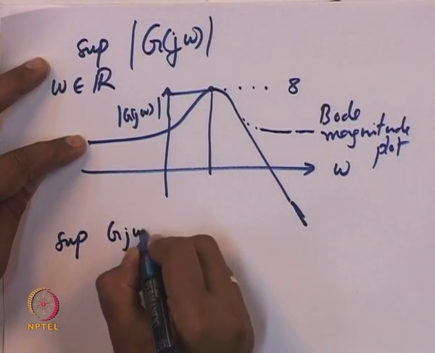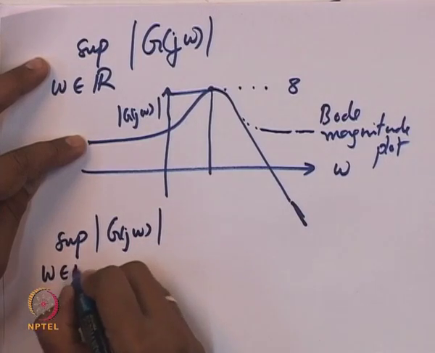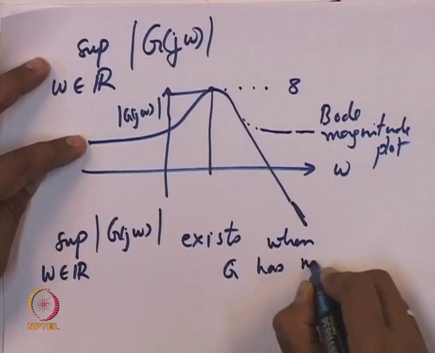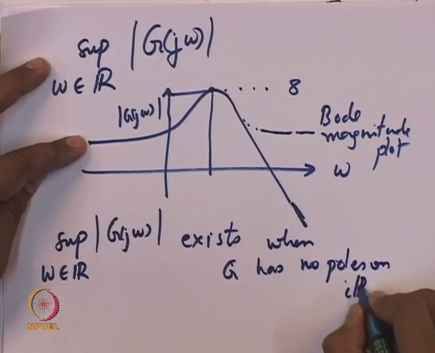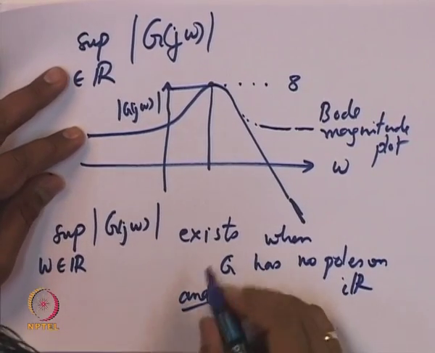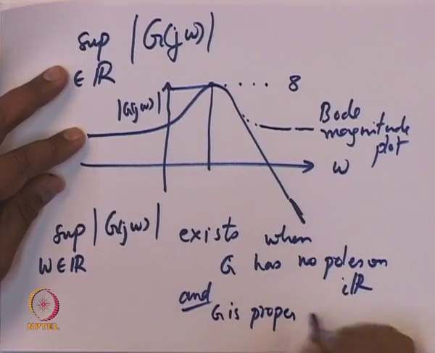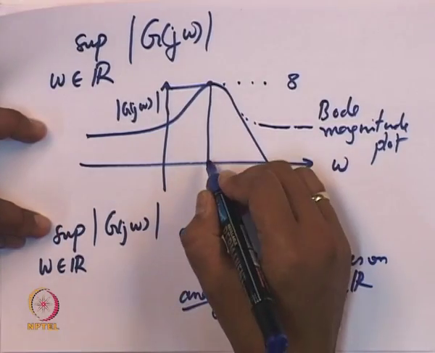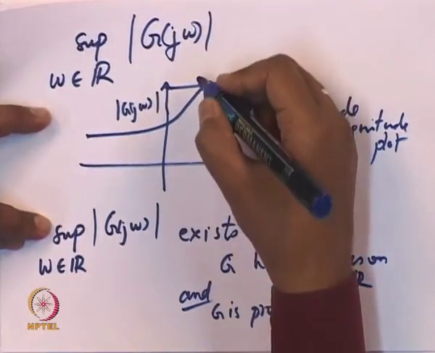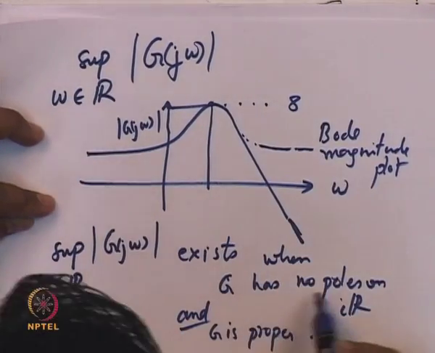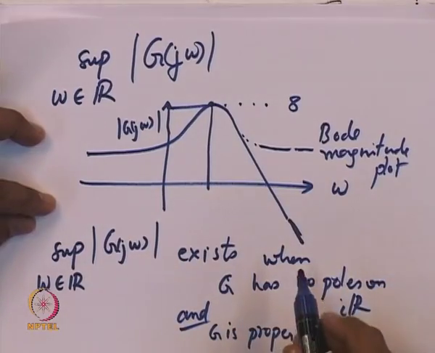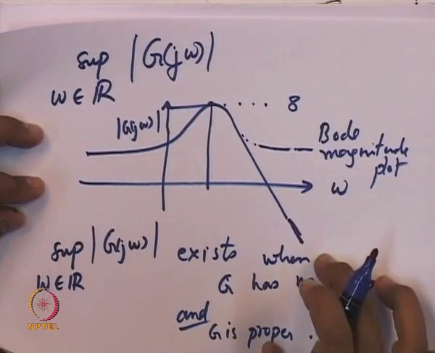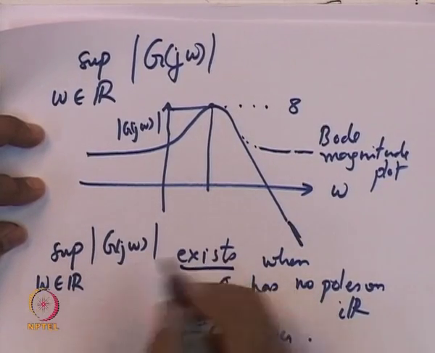The supremum of |G(jω)| over all omega in R exists when G has no poles on the imaginary axis, and G is proper; two conditions are required. So, when will this supremum exist? It could easily become infinity, for example, if G has poles on the imaginary axis, in which case the Bode magnitude plot becomes very large, unbounded. If G has no poles on the imaginary axis, at no finite value omega does it become unbounded. And if G is proper, then as omega tends to infinity also, it does not become unbounded. So, when these two conditions are satisfied, the supremum exists. To say it exists means it is a finite value.